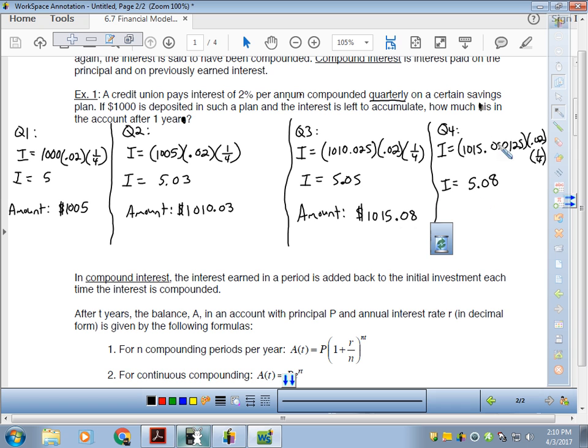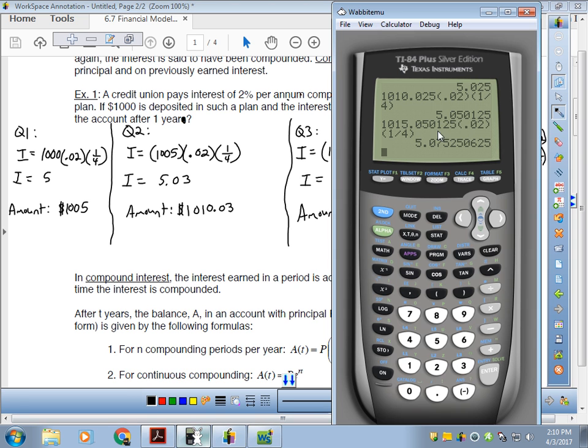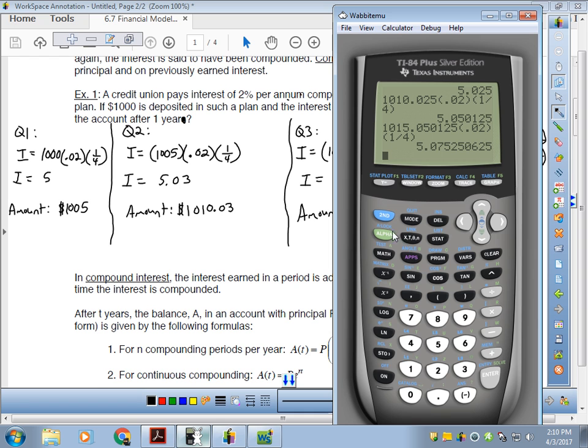Ooh, actually, I just realized something. I wrote 0.5. It actually should be 0.8, right? Which means this needs to be changed a little bit. So I'm going to pull up my previous entry. I'm going to change that to 0.8, which is not going to change it a whole lot. It's still $5.08.